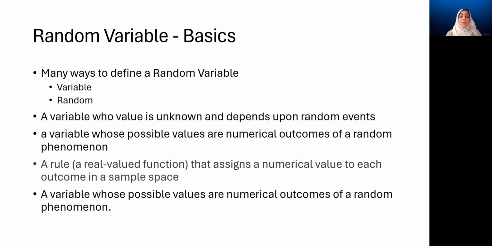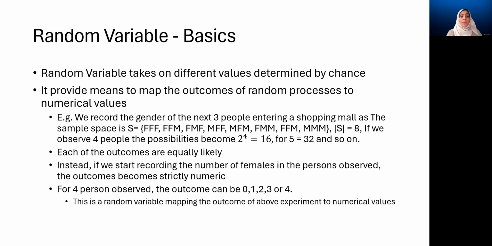A variable whose possible values are numerical outcomes of a random phenomena, which we have seen already. Random variables take on different values determined by chance. So there is the notion of probability associated with each value that a random variable can take on. It provides a means to map the outcomes of a random process to numerical values.